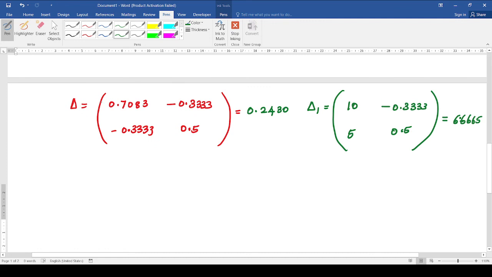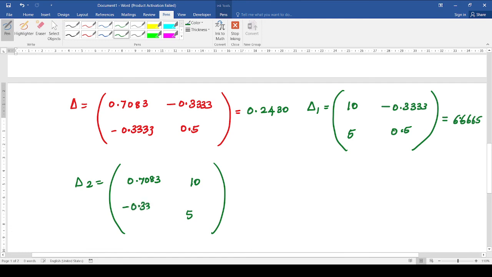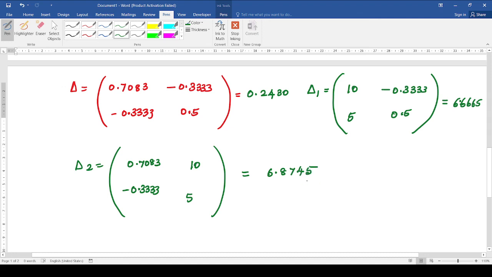Next I am going to find out delta 2. How to find out delta 2? For delta 2, the second column element should be removed. Instead of this, I have to place 10 and 5. And the first column is 0.7083, minus 0.3333. What is the determinant value? That is equal to 6.8745. These are the values obtained.